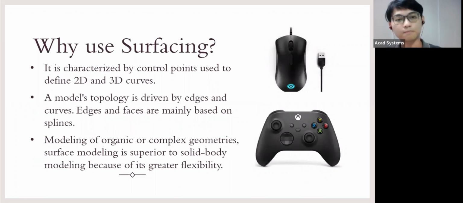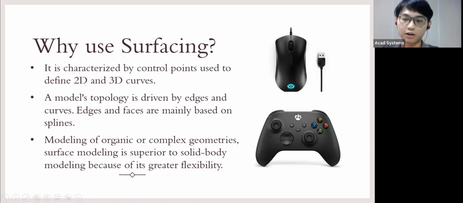Now, why do we use surfacing? Surfacing is characterized by control points that can be used to define 2D and 3D curves. For example, like this mouse and this Xbox controller over here. It's almost impossible for us to create it using the usual solid body modeling. Imagine these edges: they actually extend in the X, Y, Z axes, not just in X and Y, but also Z. So if you create it using solid body modeling, it will create something else instead.